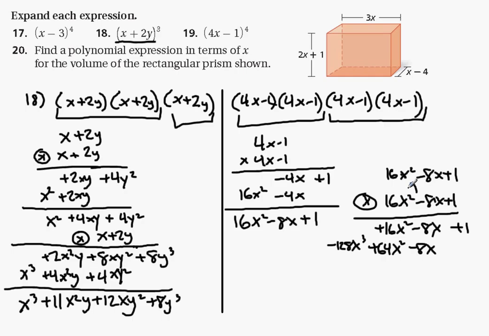Now, moving over, I have 16x squared times 1 is a positive 16x squared. 16x squared times negative 8x, I have a negative 128x cubed. And 16x squared times 16x squared is 256x to the fourth.